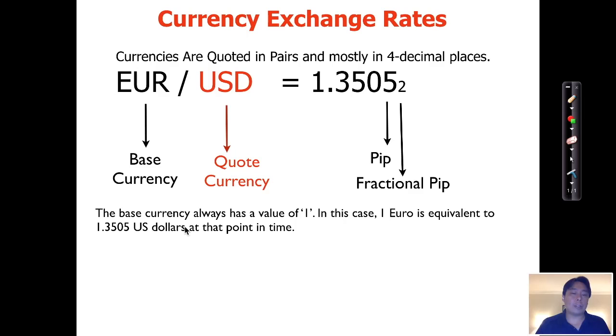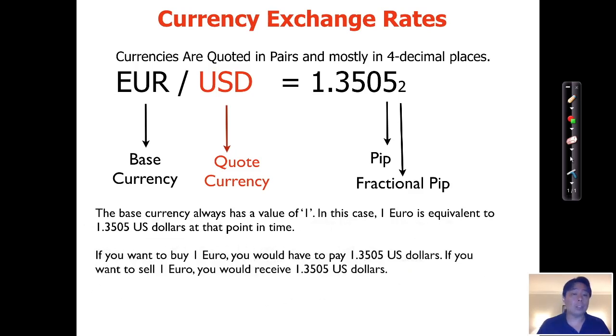So like I said, the base currency always has a value of 1. So in this case, euro, we're saying 1 euro. What we're saying is that 1 euro is equivalent to 1.3505 US dollars at this particular point in time. So in other words, if you want to buy €1, you have to pay $1.3505 US dollars to buy €1. And if you want to sell €1, you would receive 1.3505 US dollars. So that's how you read a currency quote.